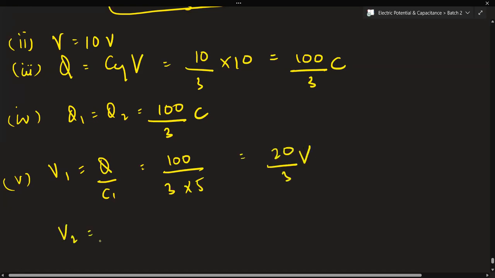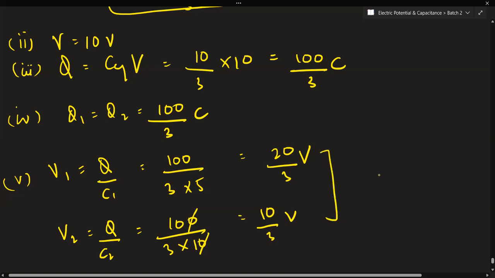Similarly, V2 is charge divided by C2. This will be 100 by 3 divided by 10. This becomes 10 by 3. If you can even cross check it, see 20 by 3 plus 10 by 3, you should get the real voltage back. If you add 20 by 3 and 10 by 3, you get 10 volt back, which is the total voltage of the system.